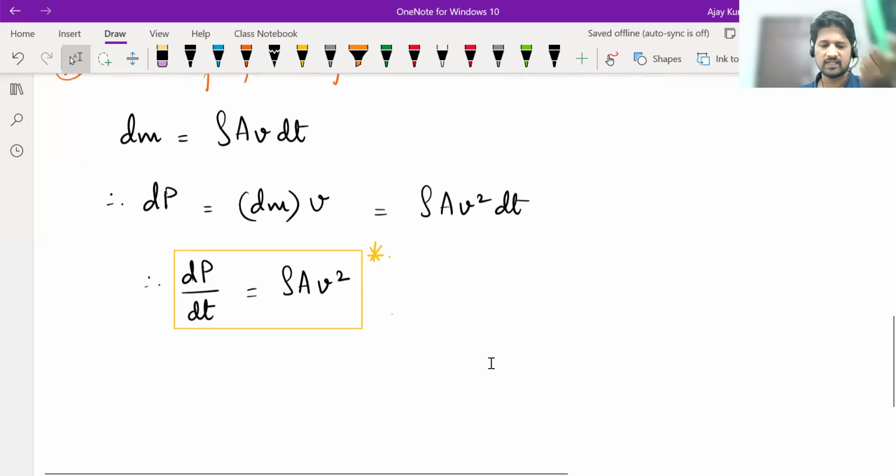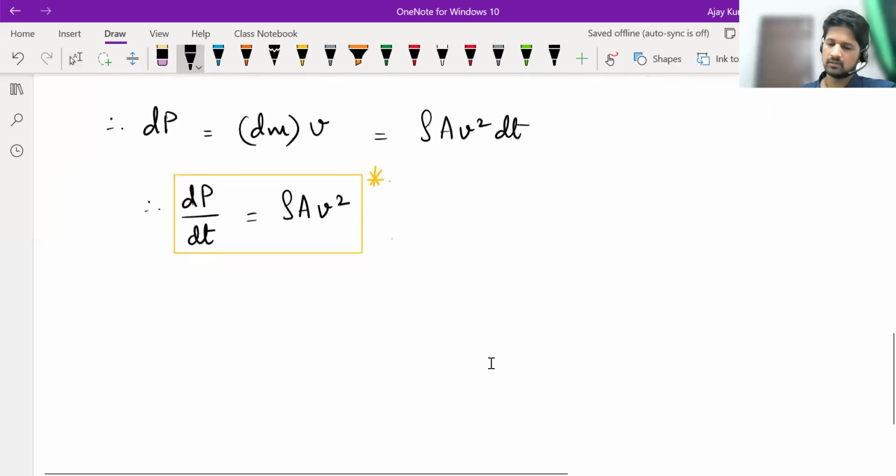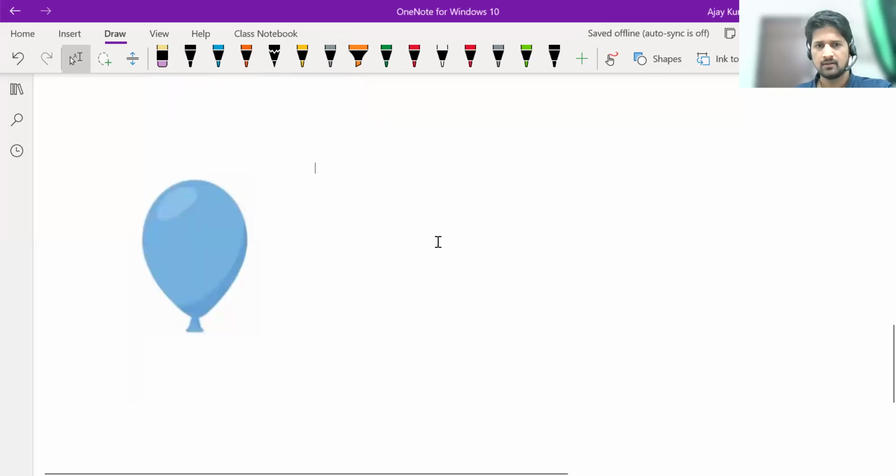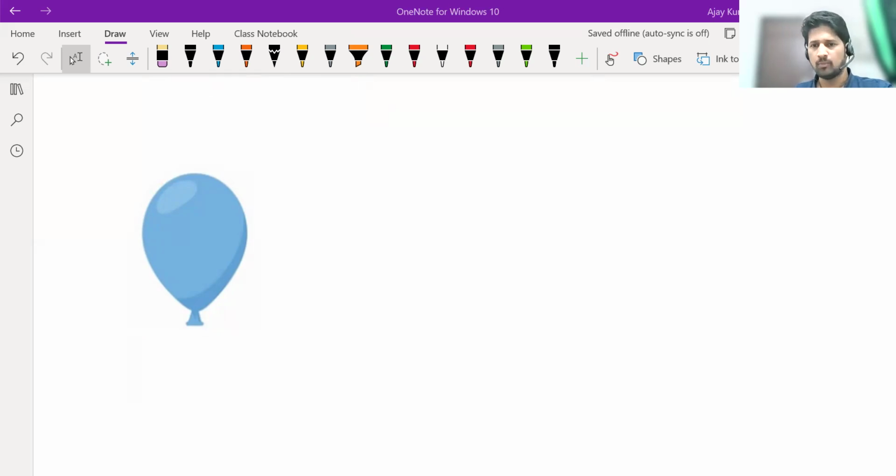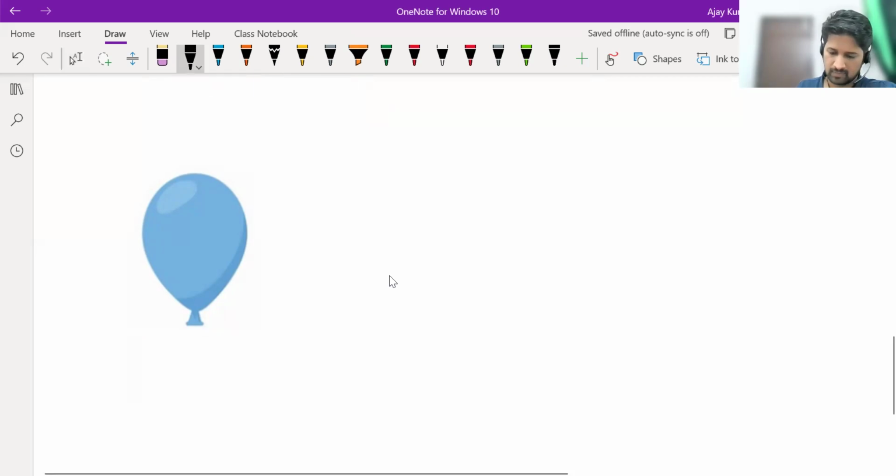One example where this will be useful. Just a moment, I'll show you one picture. Consider a balloon filled with air. Let's say its mouth is tied up. Can one of you describe what will happen if the mouth of the balloon is suddenly opened? If it is opened freely, what will happen? Aishwarya, you tell me. Suppose it was initially tied up like this. You release it, what happens?